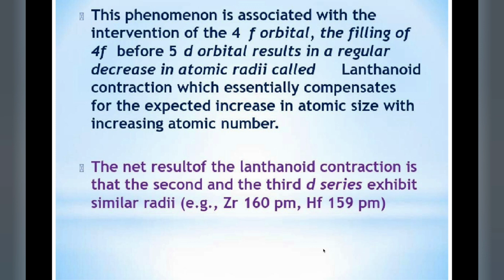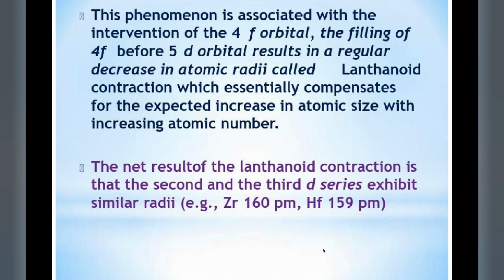The second and the third d series show the same radii. You can see Zr, zirconium, and Hf, hafnium. Both have only a slight difference, 160 and 159. They'll ask you why this is happening, why they show similar radii, and in the choices or whatever it is, the answer should be: this is due to Lanthanoid contraction. Mostly these types of questions come in the NEET exams as well.